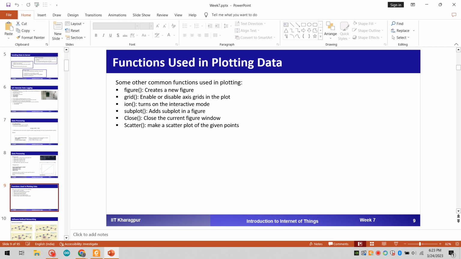Next one is ion. It turns on the interactive mode. Next is subplot. It adds subplots in your figure. Then close. It will close the current window. And then scatter. So in order to make the scatter plot, you can use the scatter function.